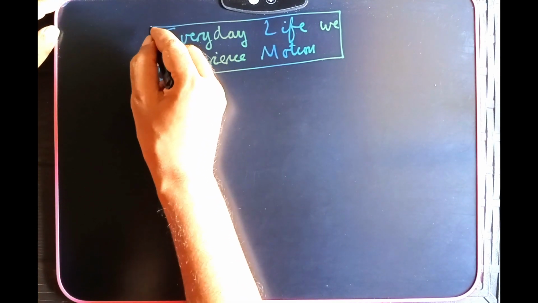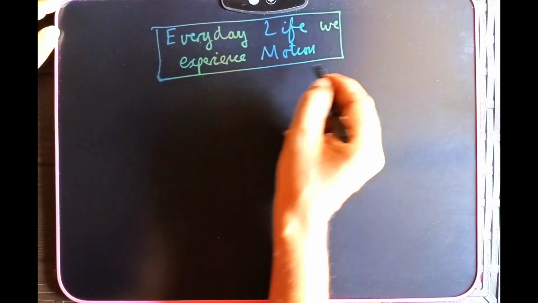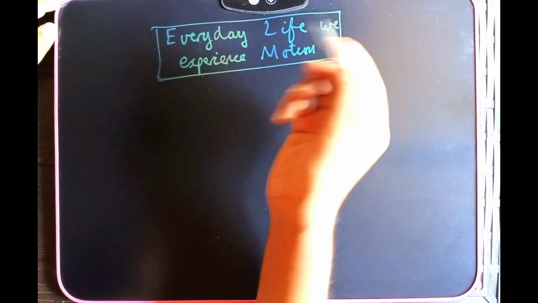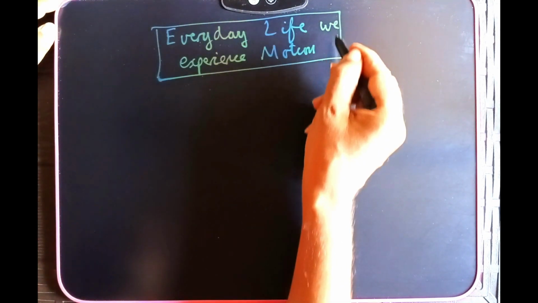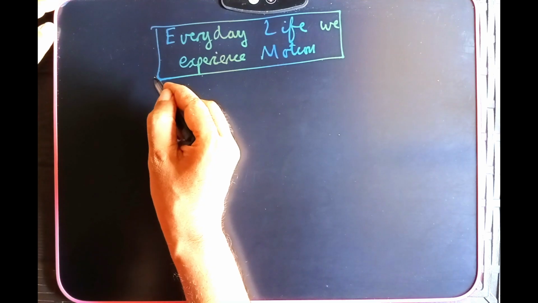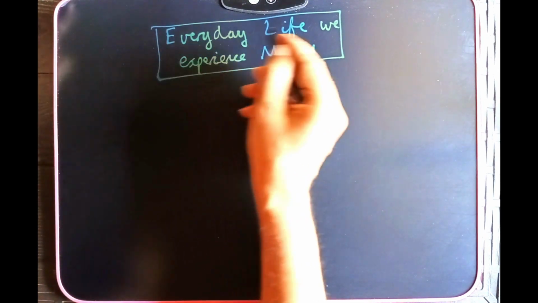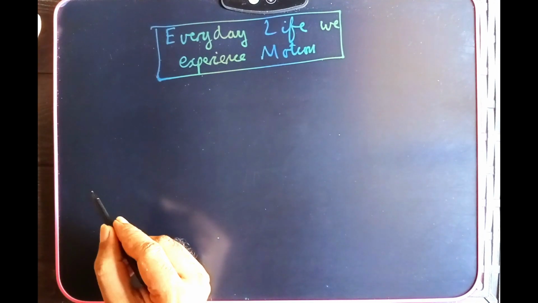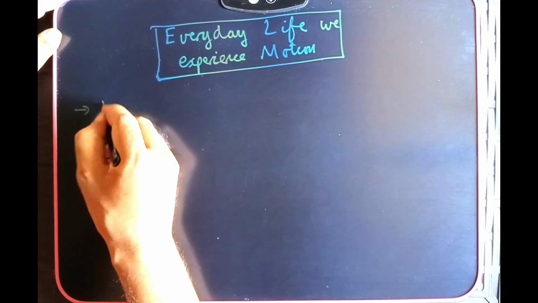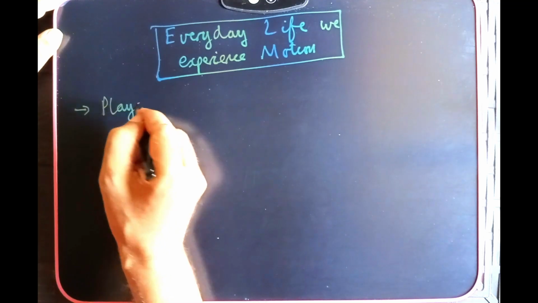The fact that I'm writing on the board is also motion of the pen. The pen is in motion, causing friction with the board, and hence it is being displayed as light which you can see. The other type of motion is like playing football.